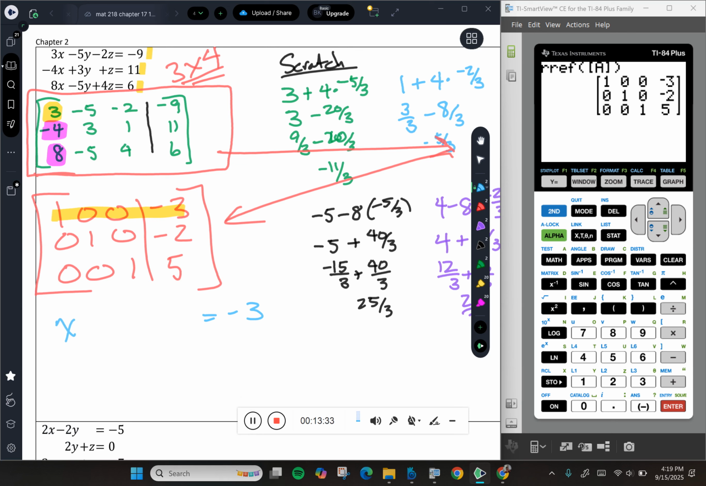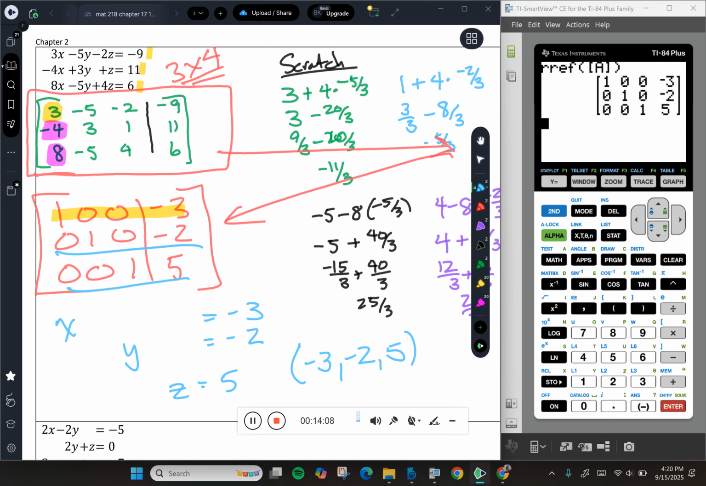Same logic, the second equation is y equals -2. That's that second row. And then the third row is z equals 5. Or our solution is x equals -3, y equals -2, and z equals 5. And I don't have to push a pencil around on a piece of paper and do all this crazy scratch work to find values and work through the matrix. The calculator is doing the work for me.